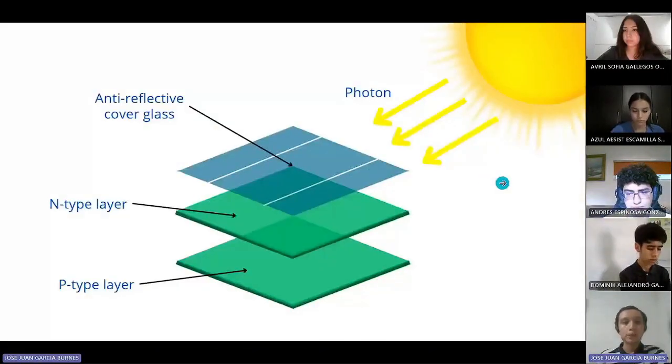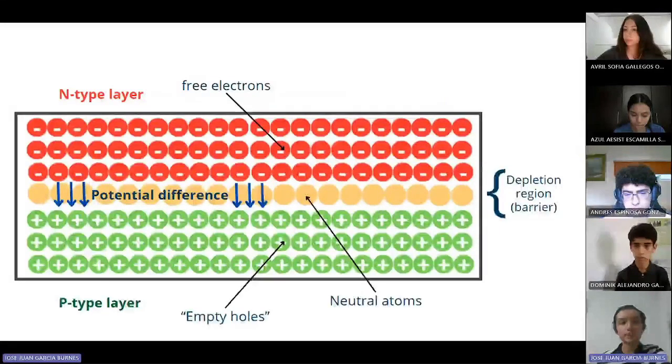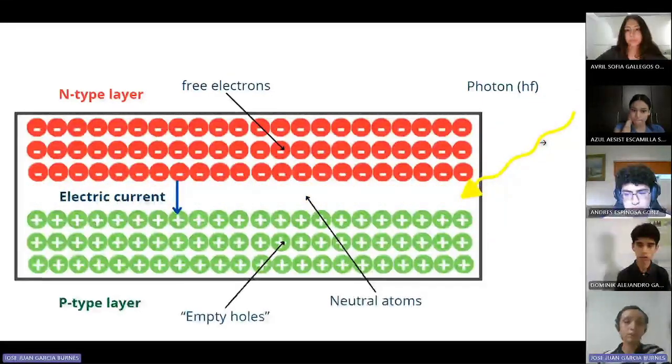This device consists mainly of two layers, a negative and a positive layer. When these two layers are joined, a p-n junction is formed. This is a depletion region that acts as a barrier for the potential difference between the first two layers. So the energy of a photon, which is equal to Planck's constant times its frequency, is needed to break this barrier, so the energy can now start to flow.